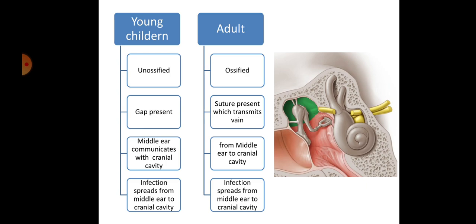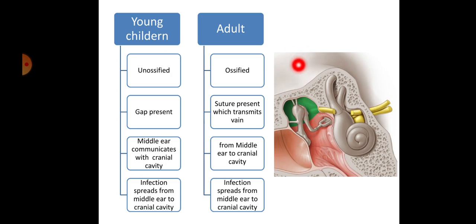This is the middle ear, and this is the roof. The roof is of two types: one in the adult, another in young children. What is the major difference? In young children, the roof is not ossified. Not ossified means there is no plate here, so there will be a gap. Through this gap, the middle ear easily communicates with the middle cranial fossa. Because of that reason, if there is any infection in the middle ear in children, it spreads easily and quickly to the middle cranial fossa.